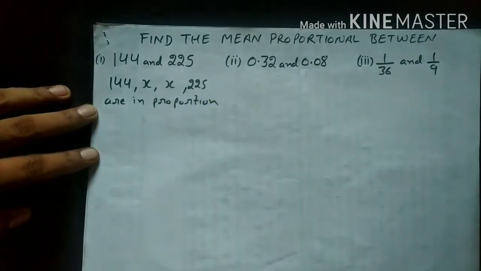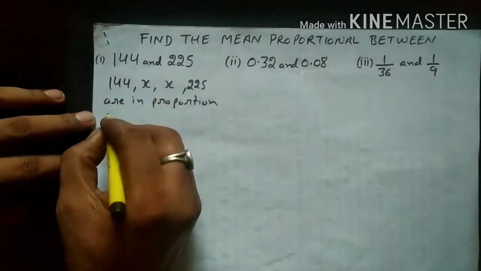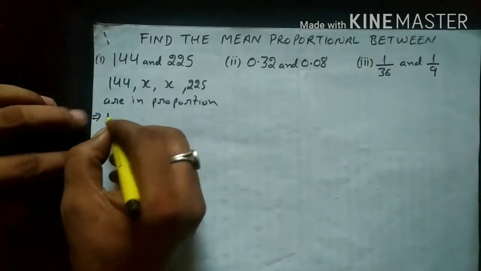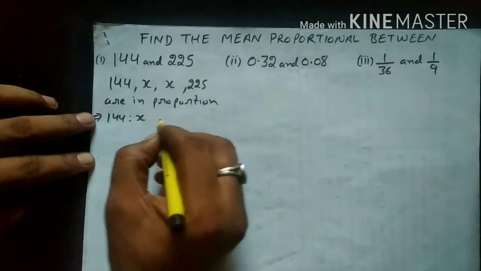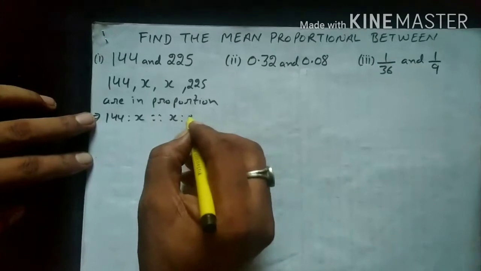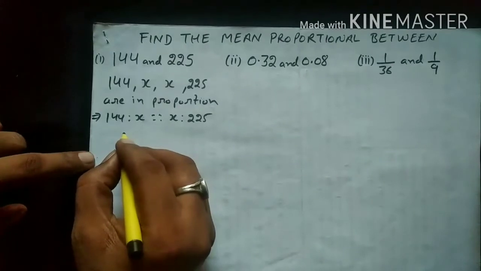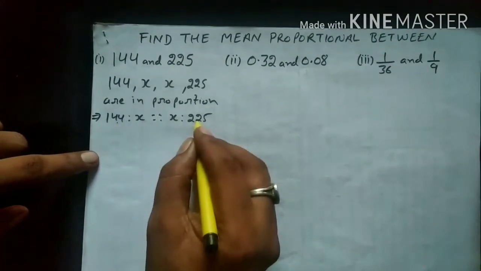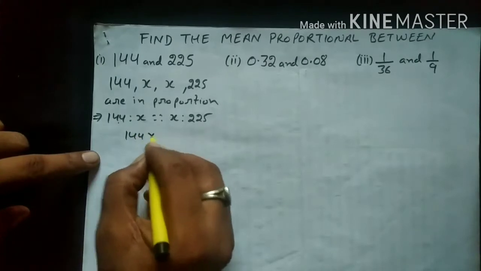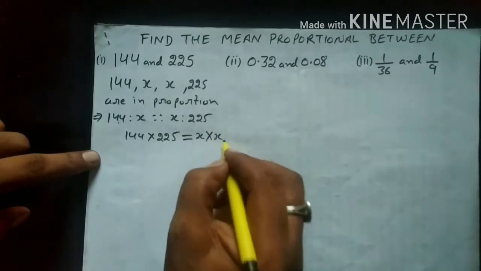After that we will apply the rule. What is the rule? The rule is product of extremes equals product of means. This implies, as a proportion, the product of the extremes, 144 multiplied by 225, is equal to x multiplied by x.